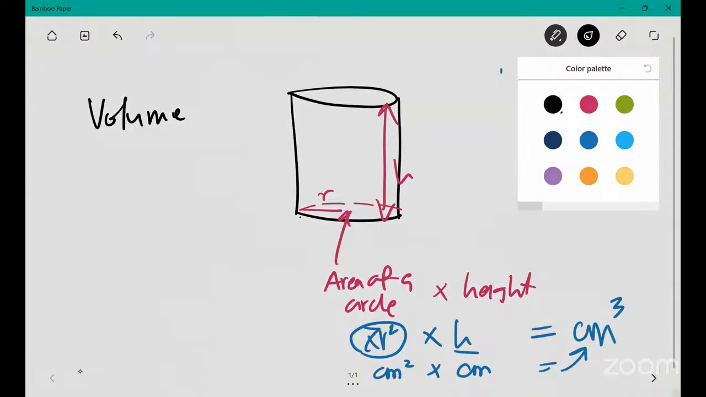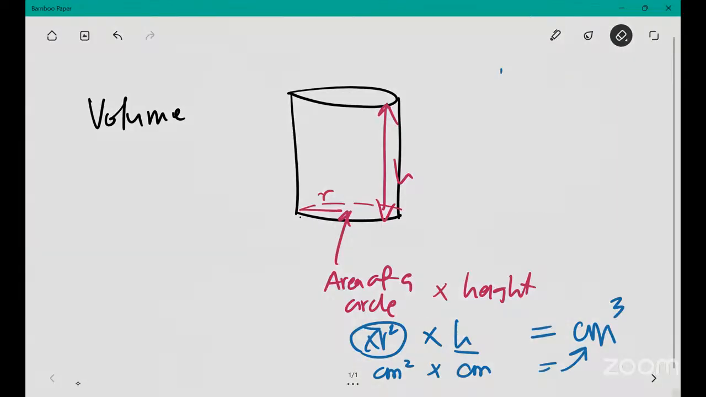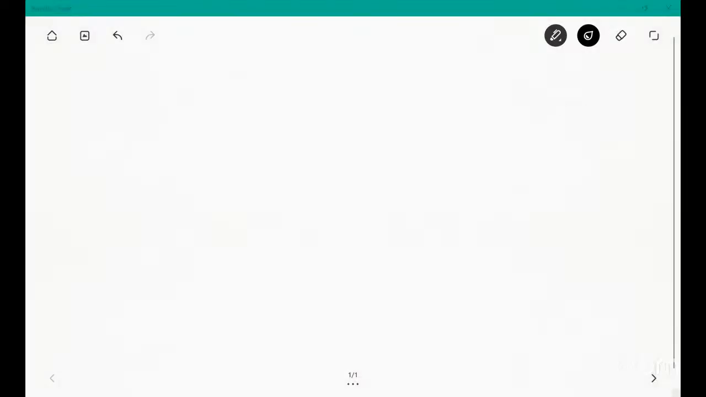So volume of a cylinder. Again, in this question, what's our unknown term? It's just pi r squared h. This is our volume. So the unknown terms, again, it's r and h.